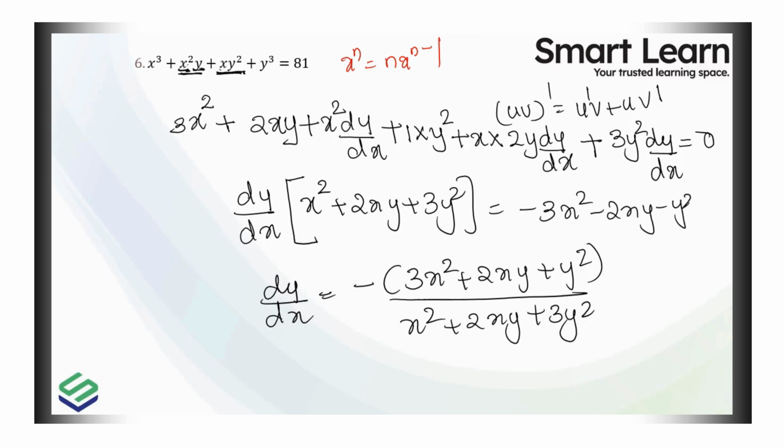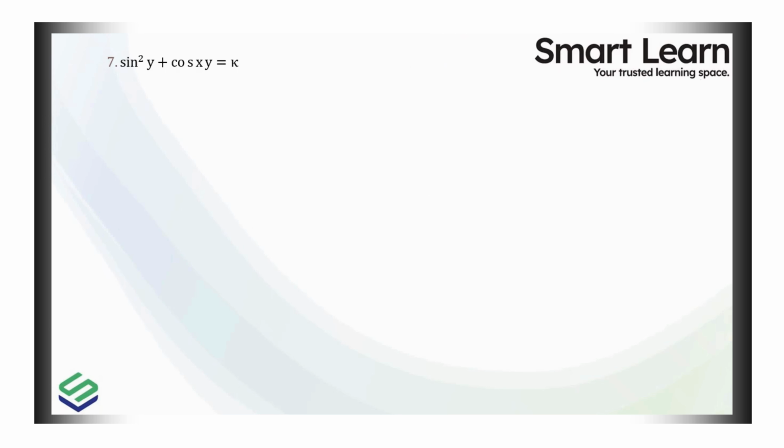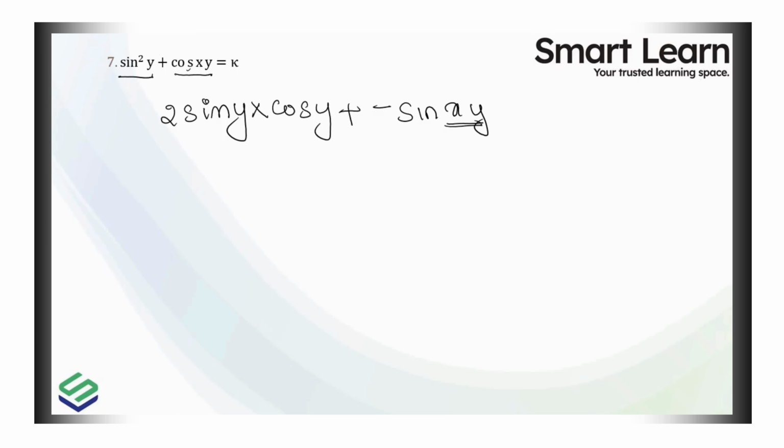Now, next question. Sine square y: here a power function is there and sine y is there. That is 2 sine y into the derivative of sine y, which is cos y, plus cos of xy. The derivative of cos is minus sine xy, then I have to take the derivative of xy. That is the derivative of the first into the second, 1 into y, plus the first into the derivative of the second, that is dy by dx. And the derivative of k is 0.